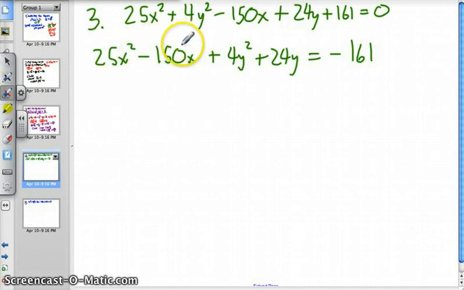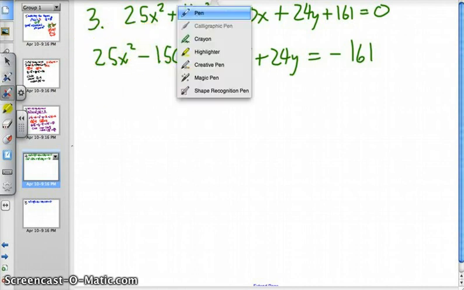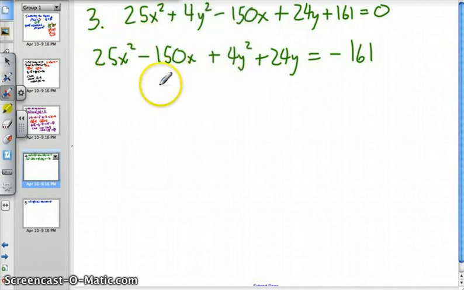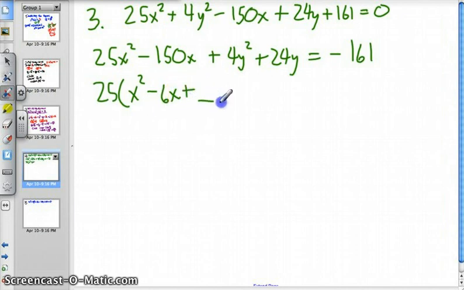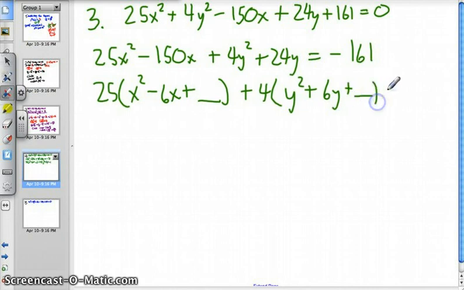So I'm going to just look at my first group here, and I'm going to factor out a 25 from these first two terms. That's going to be 25 times x squared minus 6x. And that's going to be 4. I'll factor out a 4 from those second two, and that'll be y squared plus 6y. And that's still equal to -161. So now I can complete the square on the inside here, and I'll go ahead and do that.